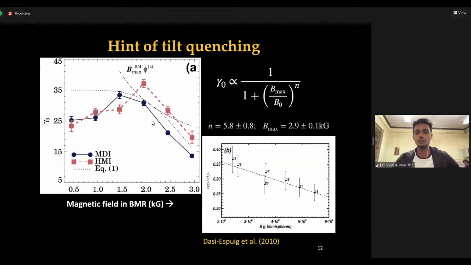So this is also somehow in agreement with the Dasi et al. paper in 2010, where they used the Kodaikanal data and showed from the white light that the tilt angle has an anti-correlation with the strength of the cycle. So this also suggests that the strength of the cycle, that means the stronger magnetic field in the cycle, is somehow affecting the tilt, and these two results are in agreement.